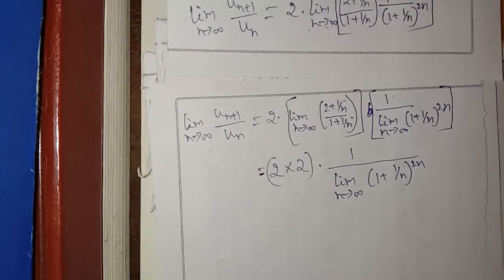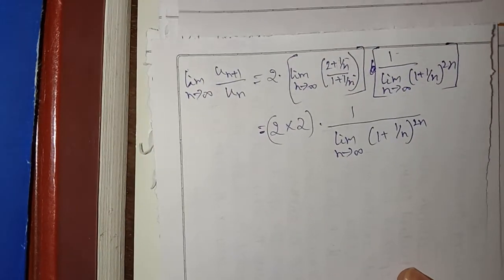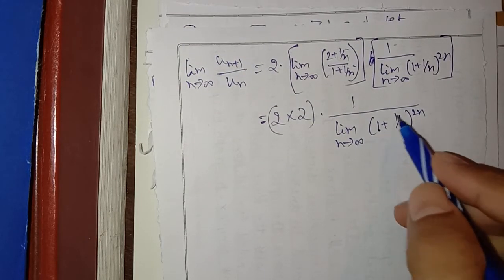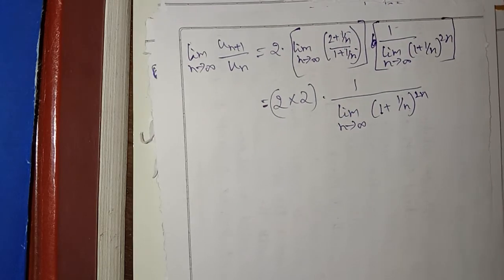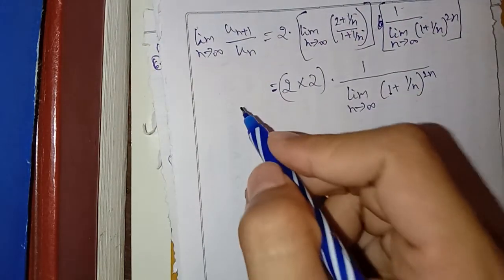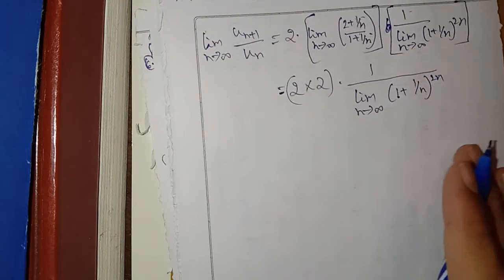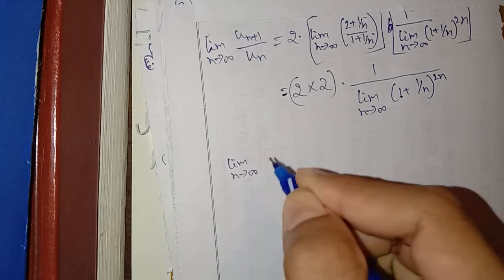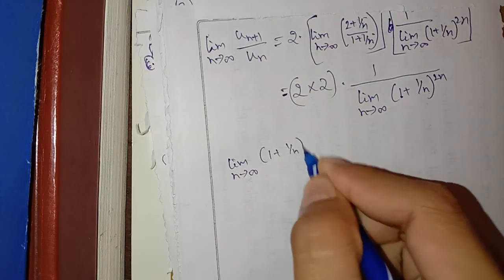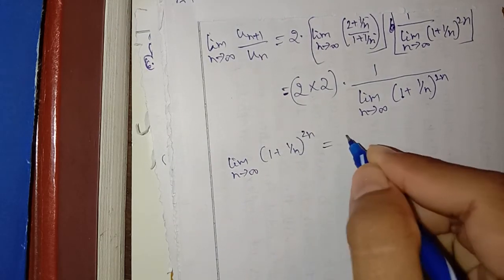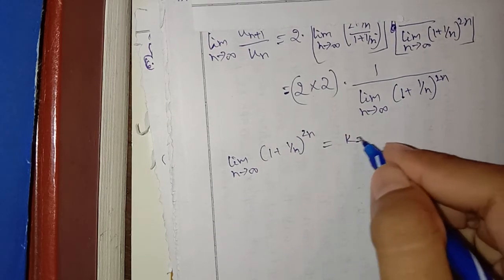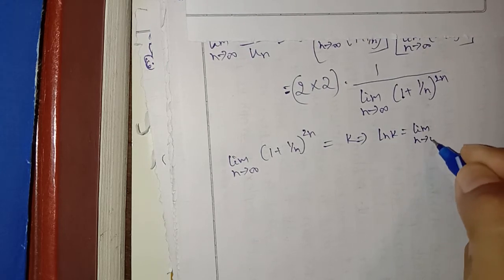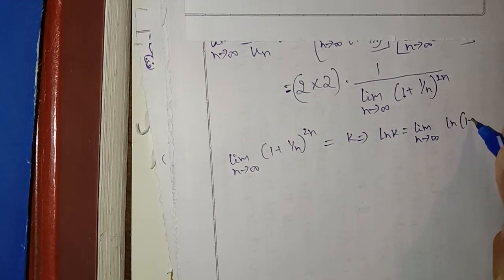Now, what is the value of the limit as n tends to infinity of (1 + 1/n)^(2n)? We can take it as equal to k. Then what is ln k? ln k is equal to the limit as n tends to infinity of 2n ln(1 + 1/n).